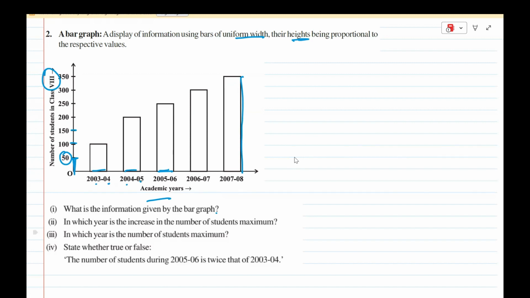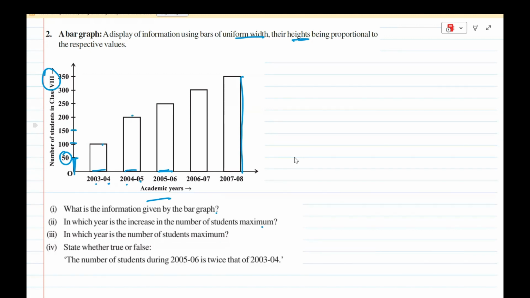So this is the number of students in an academic year in class 8th. In which year is the increase in the number of students maximum? So they are asking about the increase. In which year is the increase in the number of students maximum?